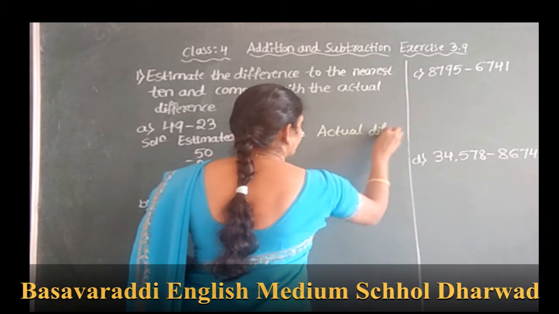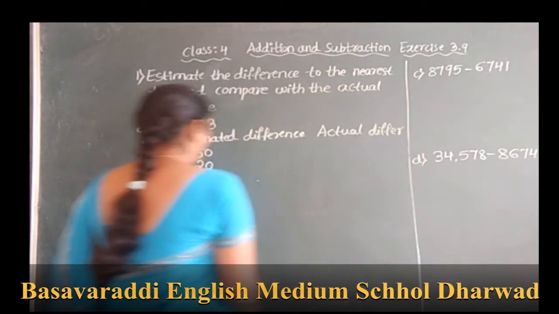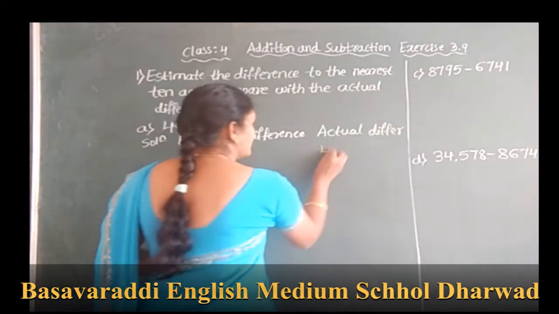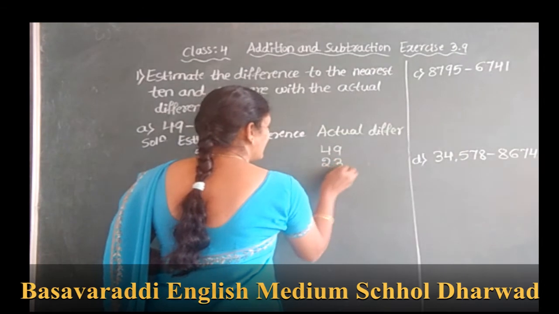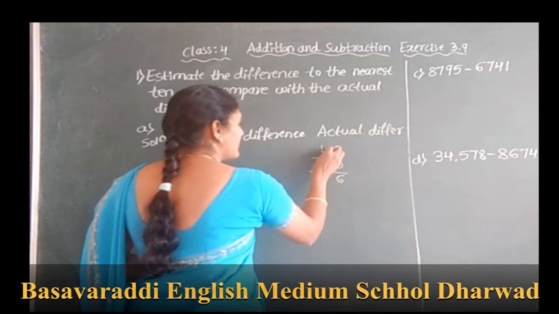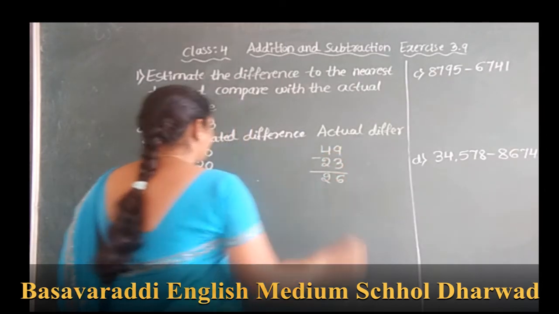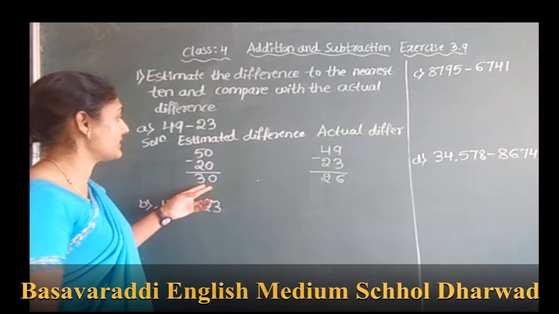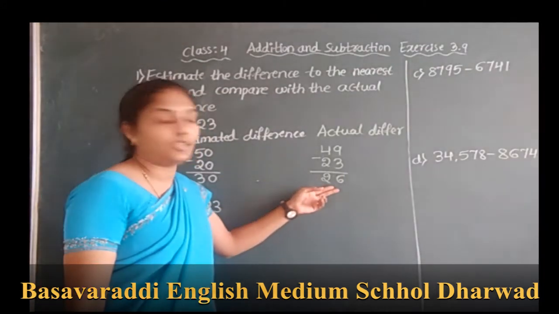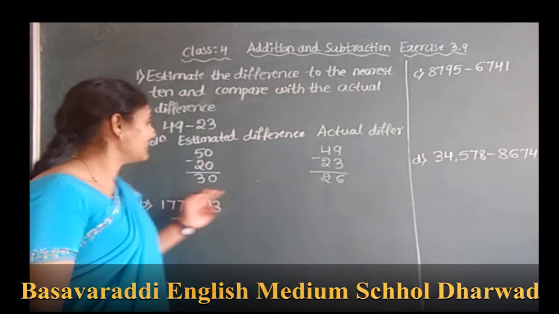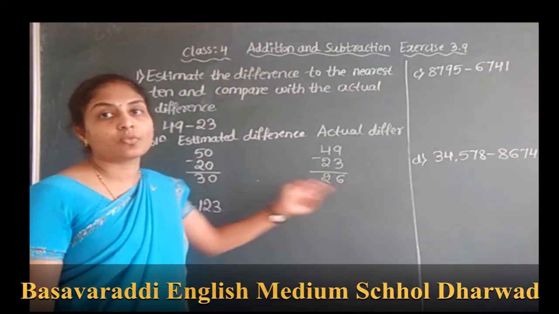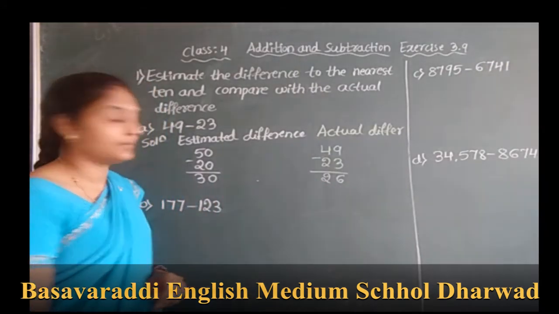Actual difference. How to do that? Write the numbers as they are, 49 and 23, and find the difference. 9 minus 3 is 6. 4 minus 2 is 2, that is 20. The estimated difference is 30. The actual difference is 26. The two numbers differ by 4 between the actual and the estimated difference.